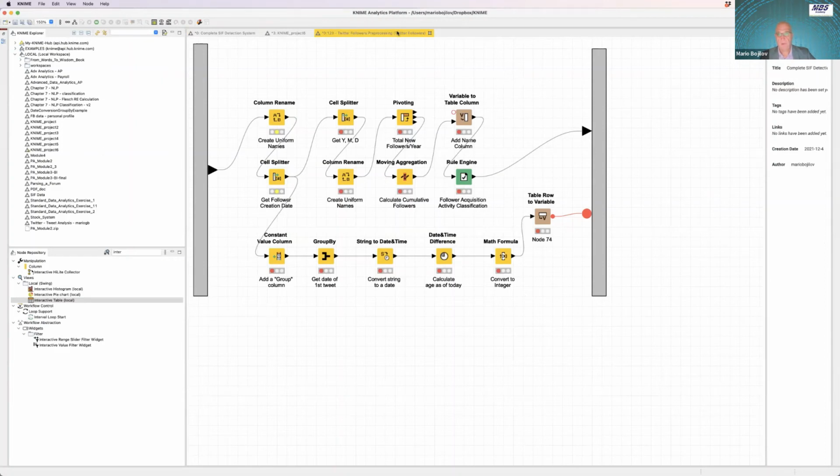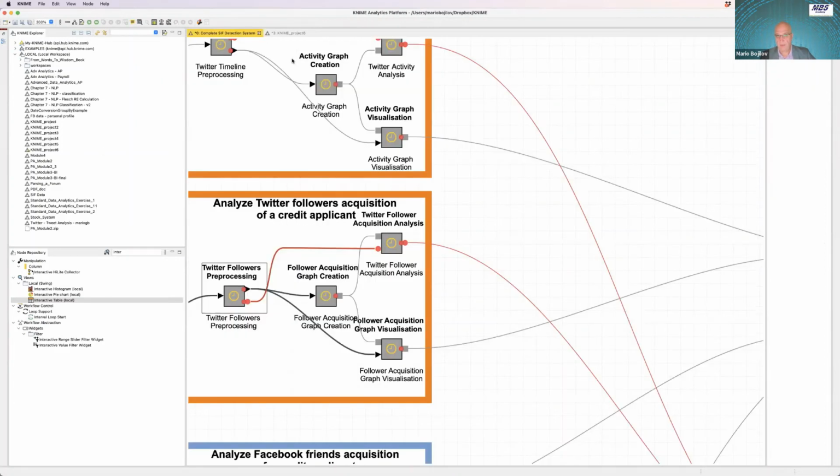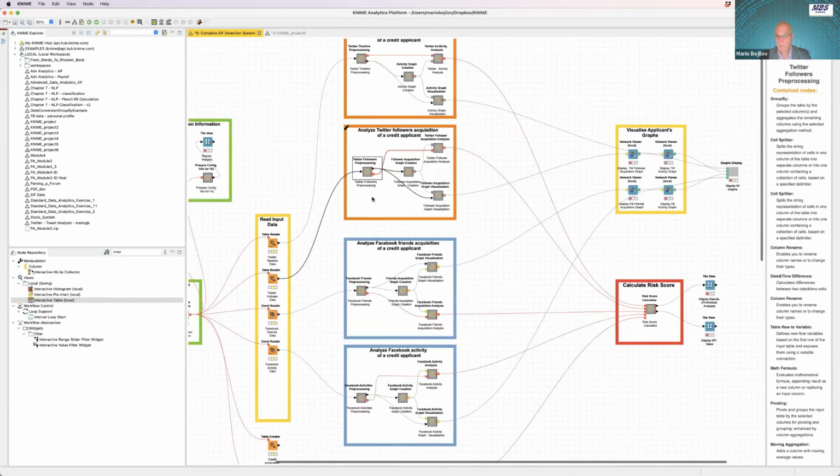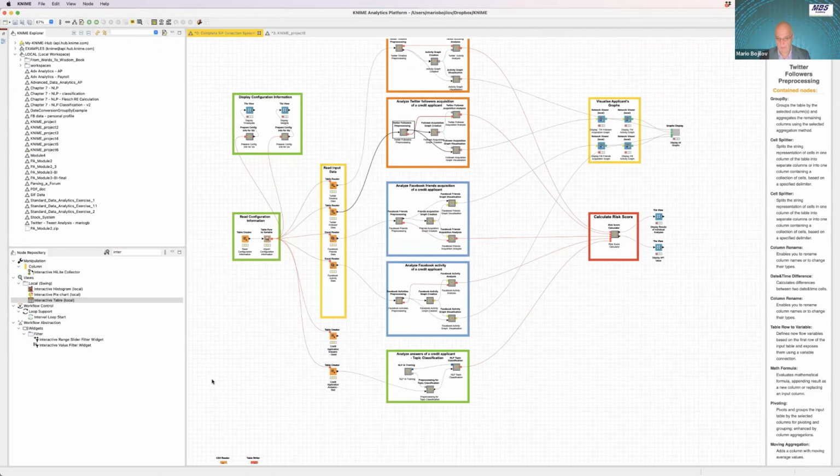But my point is that using KNIME, we can do simple things and we can do very complex things. I showed you the simple one, which is just 3 nodes. This thing here contains over 150 nodes. I haven't counted them, but they are somewhere there.